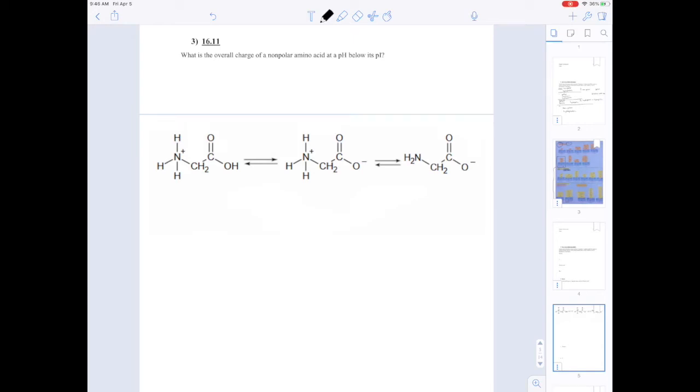In chapter 16, question 3, the question says, what is the overall charge of a non-polar amino acid at a pH below its pI? Okay, so let's talk about what a pI is.